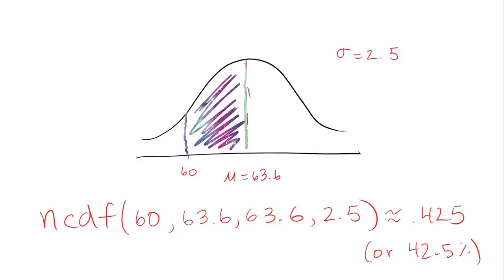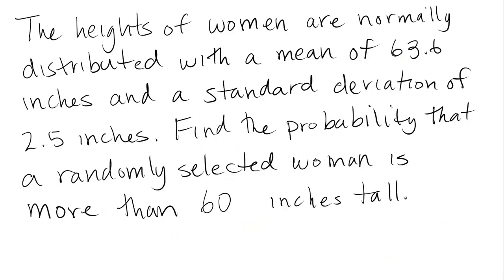Here's an example. Heights of women are normally distributed with a mean of 63.6 inches and a standard deviation of 2.5 inches. Find the probability that a randomly selected woman is more than 60 inches tall. Above 5 feet tall. You see that the variable is normally distributed.